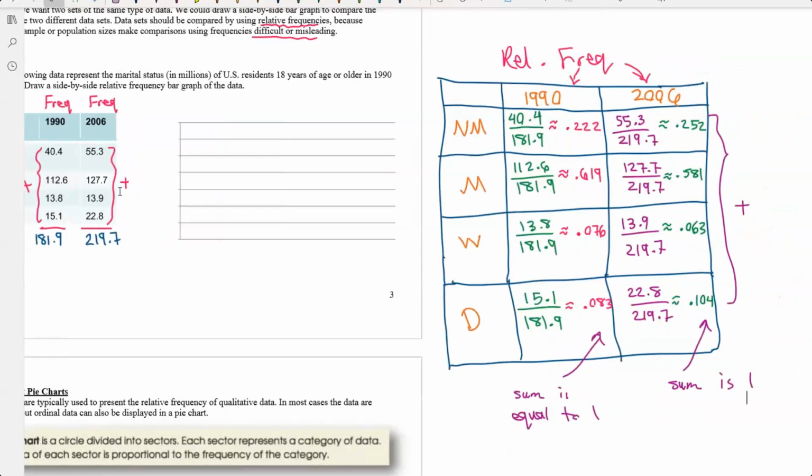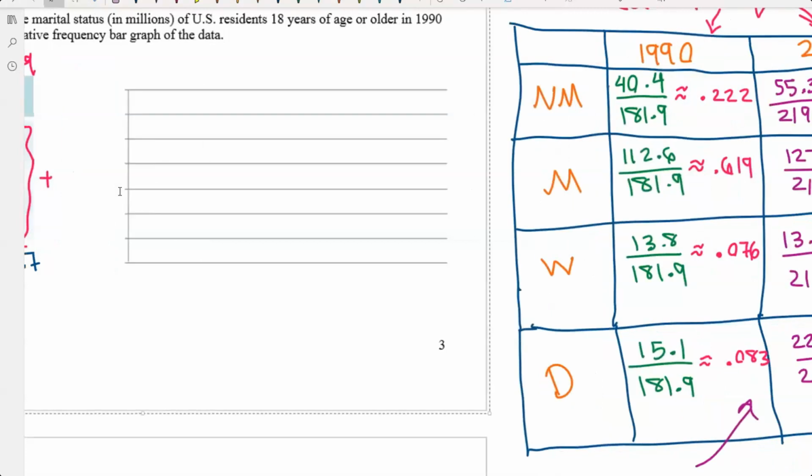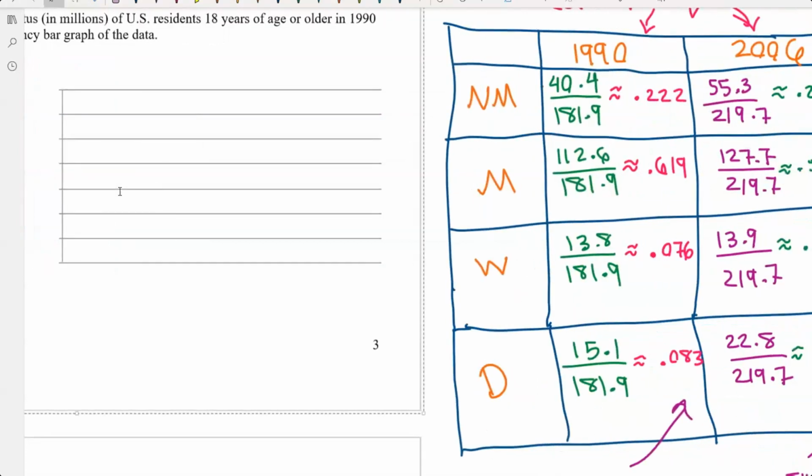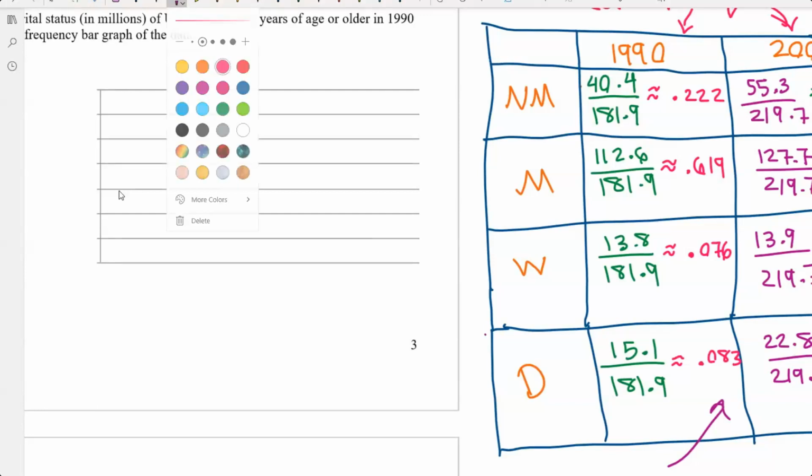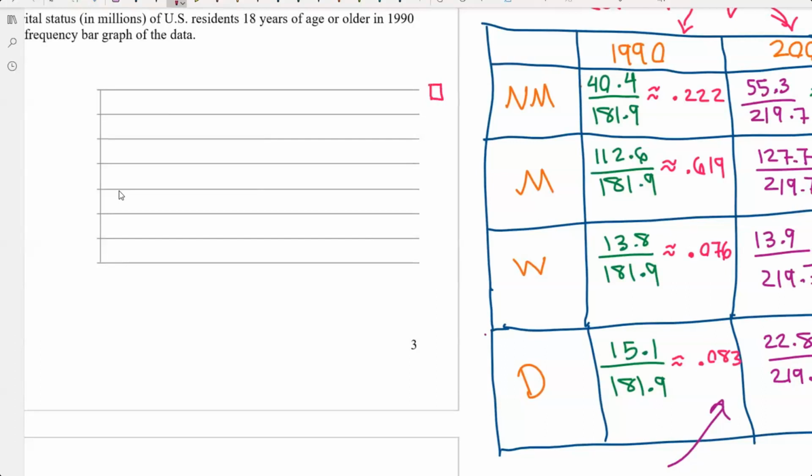Okay, I don't need that one. So we're going to use this part. So what we have here is I'm going to use this red color for 1990, and green for 2006.